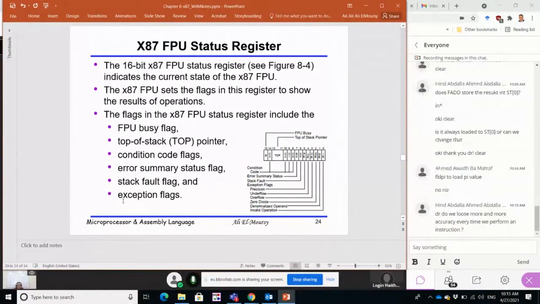So how to control this processor is through two registers. I have what's called the status register and the control register. And those are what we want to spend the next half an hour explaining for the X87.